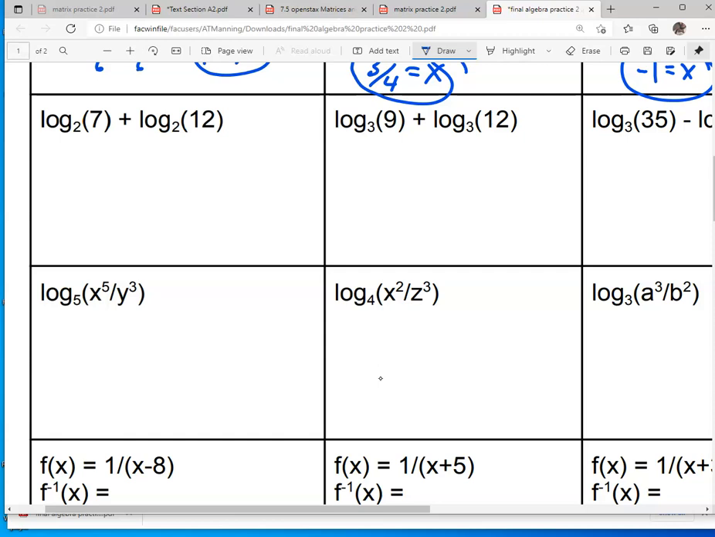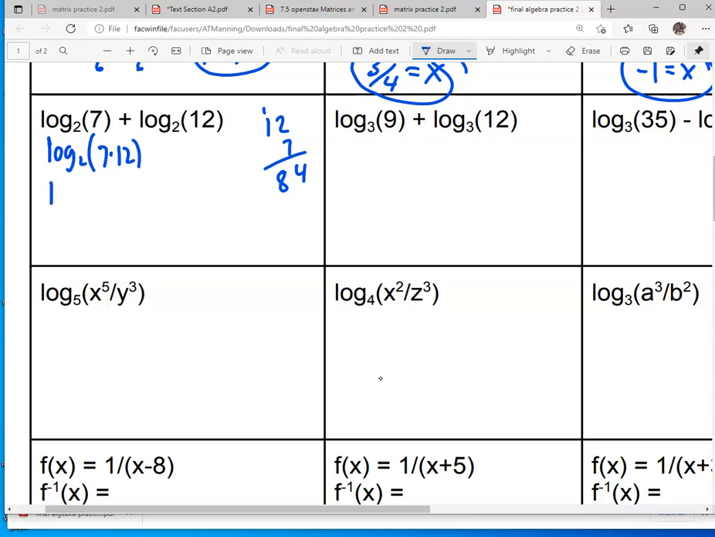What do I do here? If they say I want the calculator, I could just do log base 2 of that plus log base 2 of that. Or if they want the exact solution, well, what can we do? Use the product rule. That's the same as log base 2 of 7 times 12. And 12 times 7 is 2 times 7, 14, 1 times 7 is 7, 8, 84.